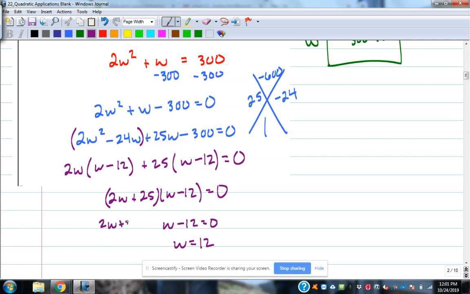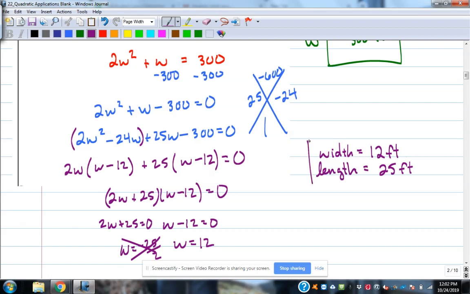And then 2w plus 25. What kind of answer is that going to get us? A fraction and also negative, right? So we know that one's out, because we're talking about a length here, the width of the rectangle. So we know we can't have a negative answer. Okay, so our width is 12. So let's read what the question asks for: the dimensions. So we do need to find the width, which is 12 feet, and the length, 2w plus 1. So 2 times 12 is 24, plus 1 is 25.